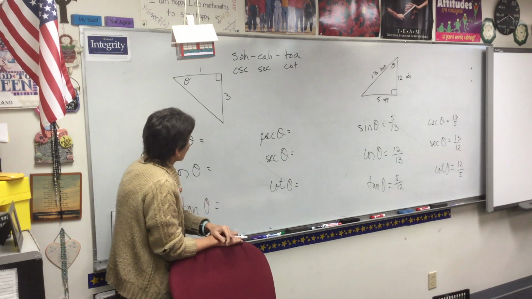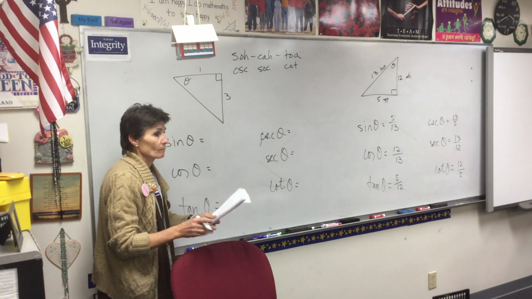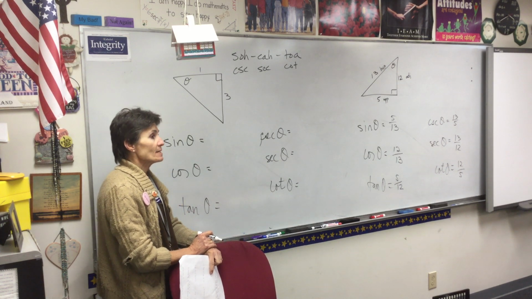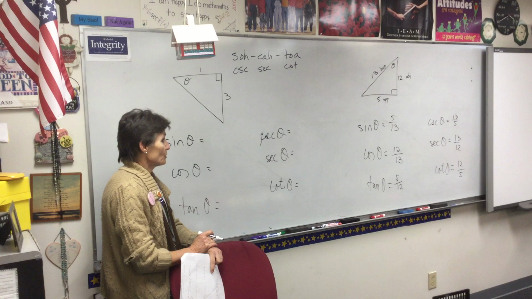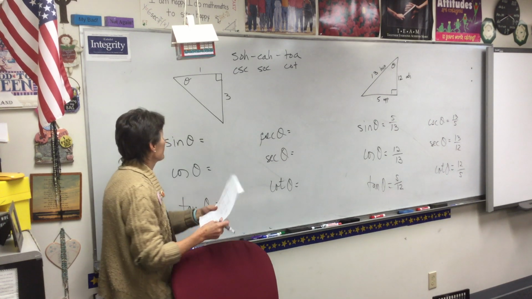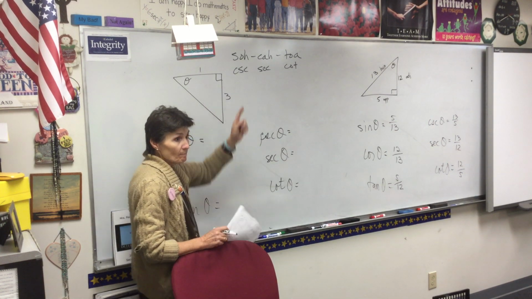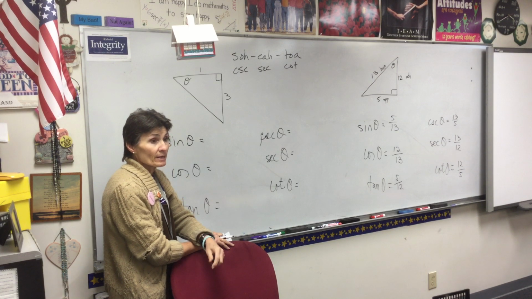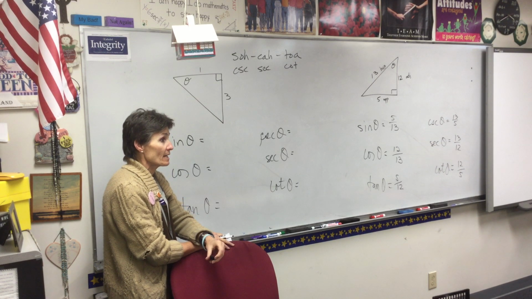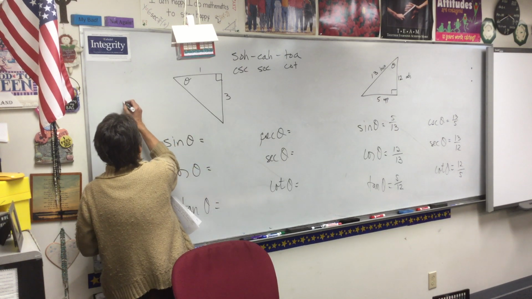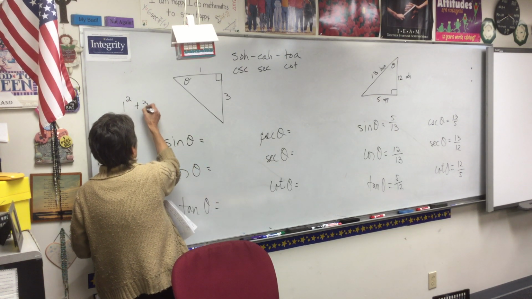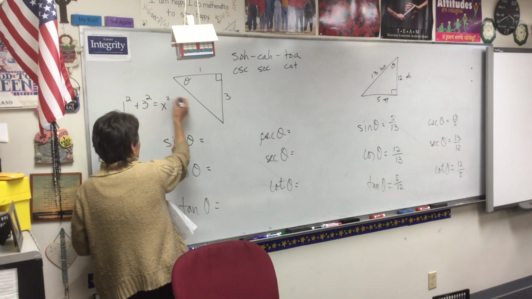All right, here we go. Oh my goodness, what's different about this problem? There's a different spot, and there's a missing side. A squared plus b squared. We're going to have to do the Pythagorean Theorem. It's a right triangle, so we're going to do the Pythagorean Theorem to find the missing side. So here we go. 1 squared plus 3 squared equals x squared.